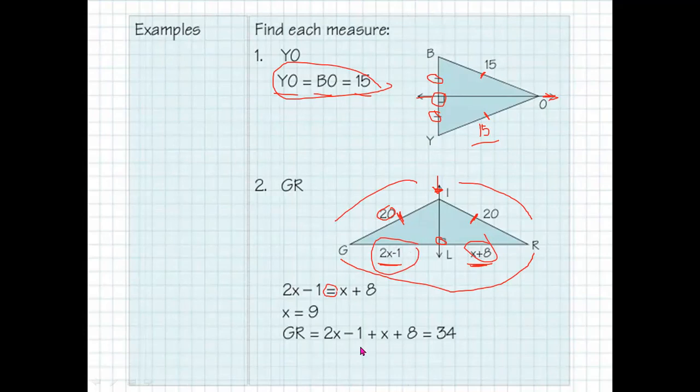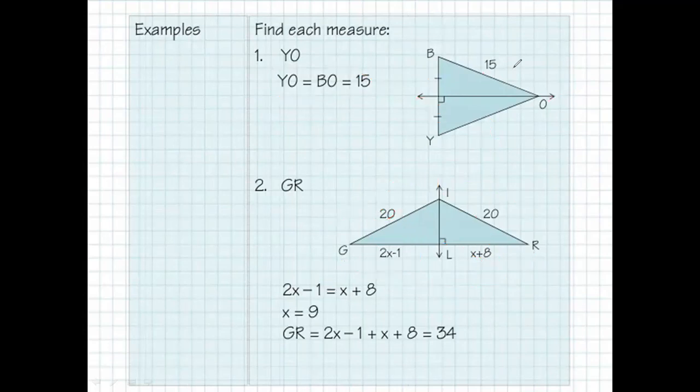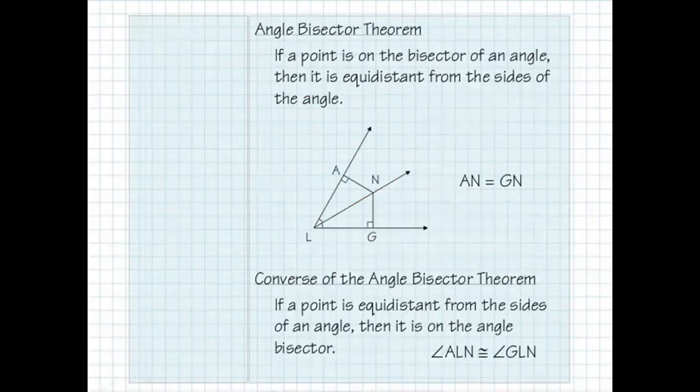Those are more examples. Going next. Here, would you like to read? Okay, Muta, you read angle bisector theorem.